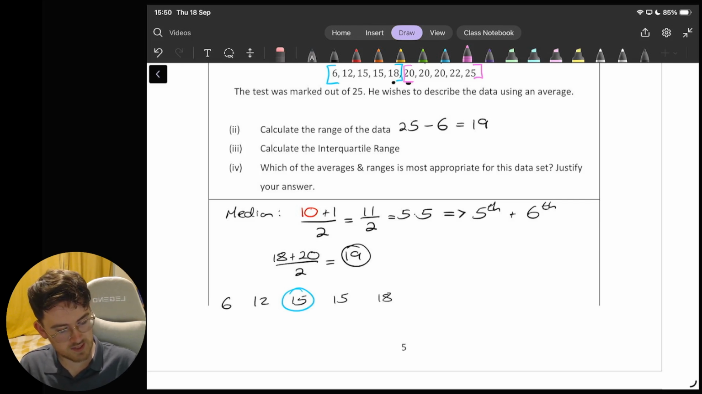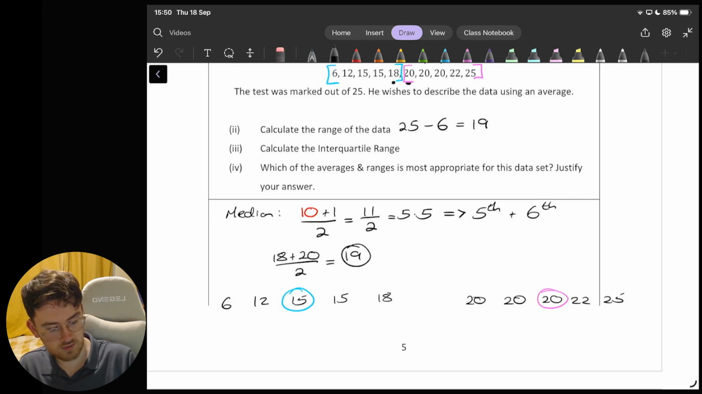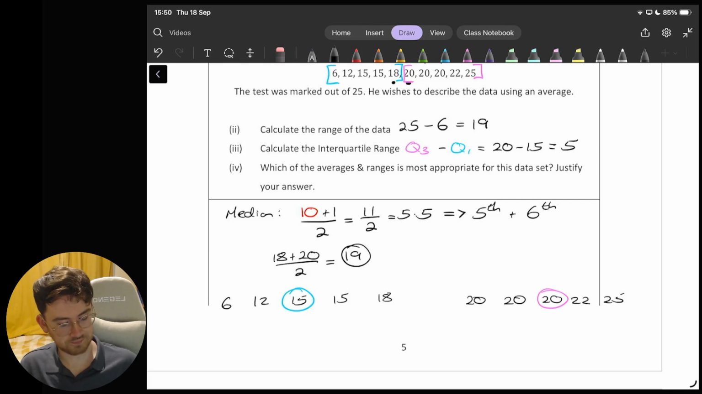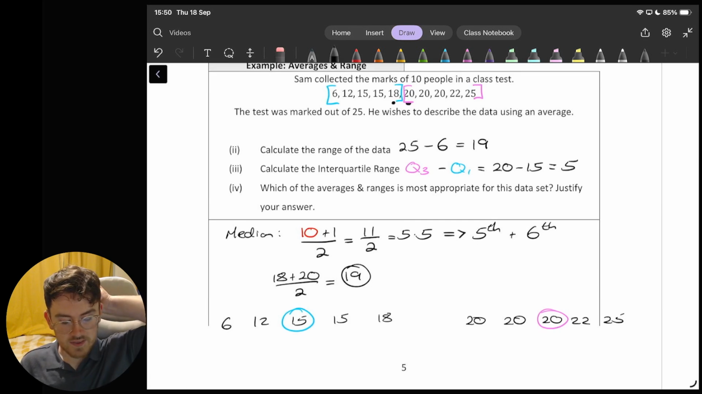If we look at the pink set here, it was 20, 20, 20, 22, 25. So the middle term there is 20. My interquartile range then is Q3 minus Q1. So Q3 here is 20, minus Q1, which is 15, which is 5.